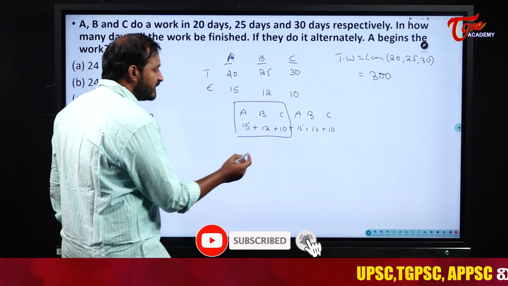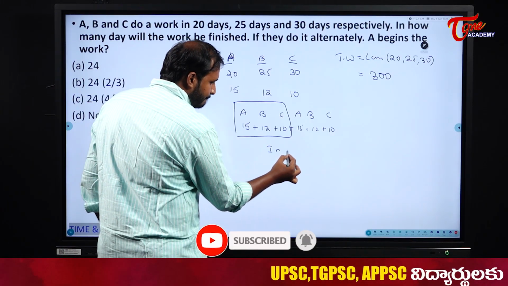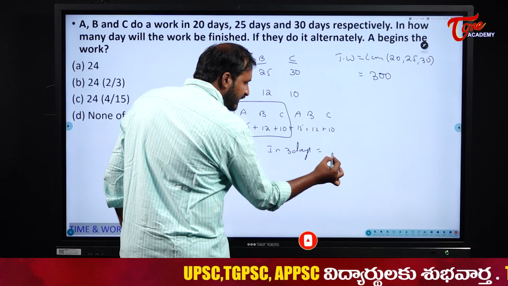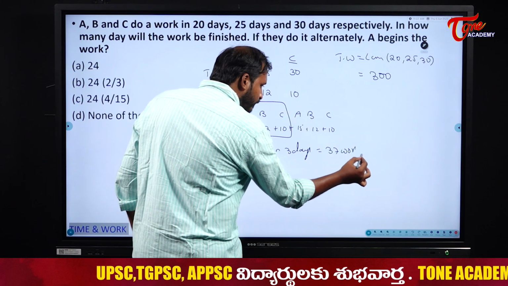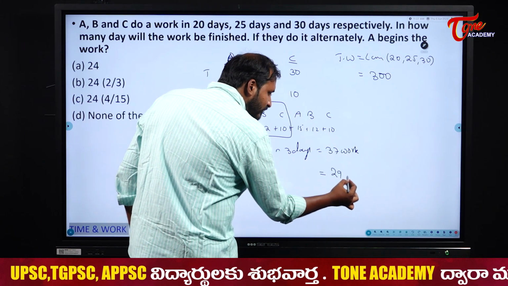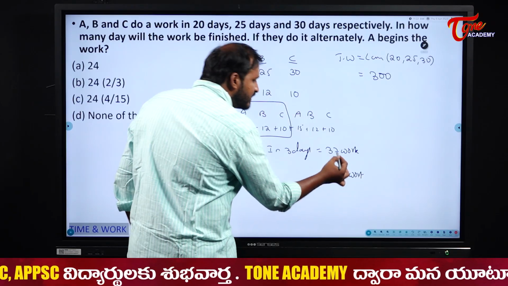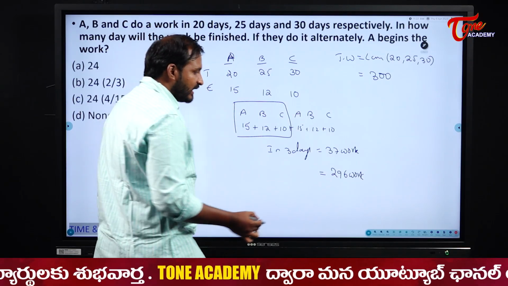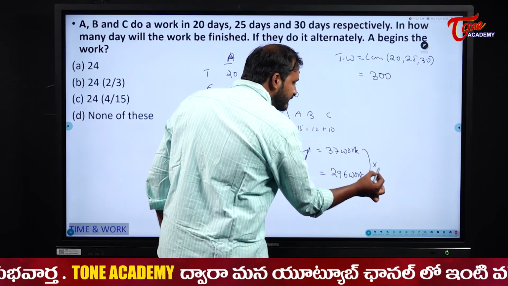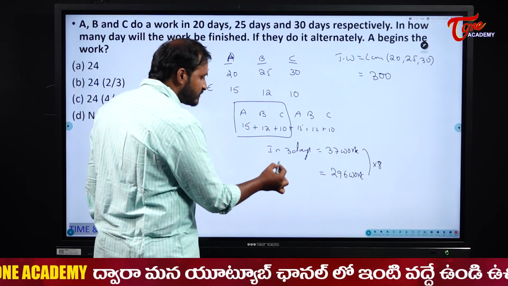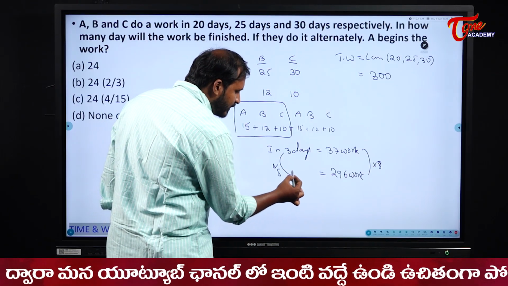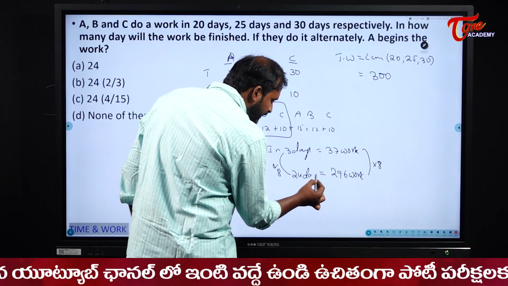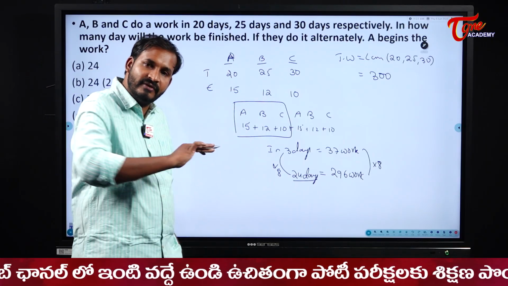296. That means in 3 days, 37 work will be done. Okay, good, super. Now to do 296 work, why have I taken only 296? Because it is a multiple of 37. 37 eights are 296, right? So similarly 3 eights become 24 days. That means in 24 days, 296 work will be finished.